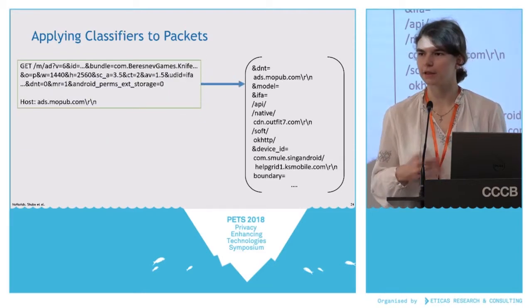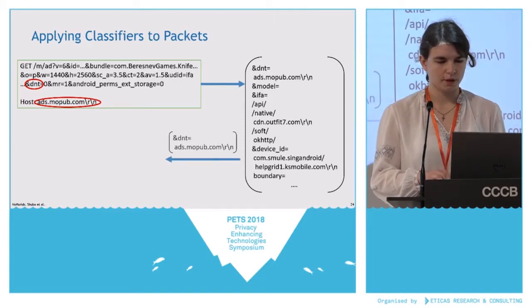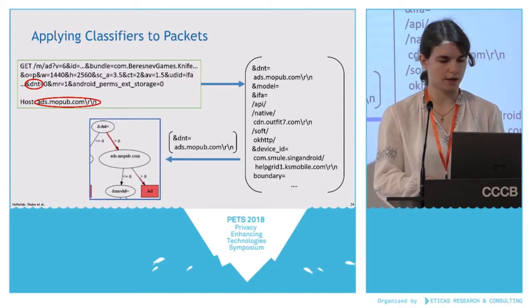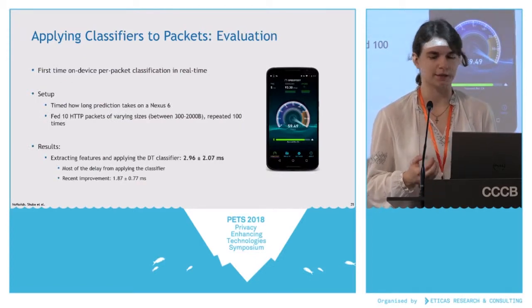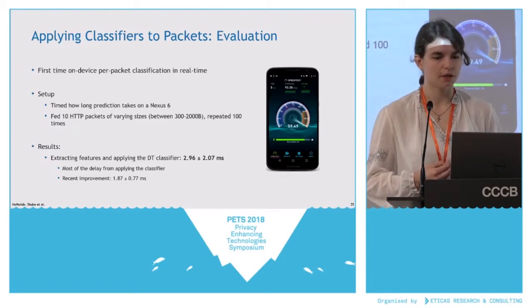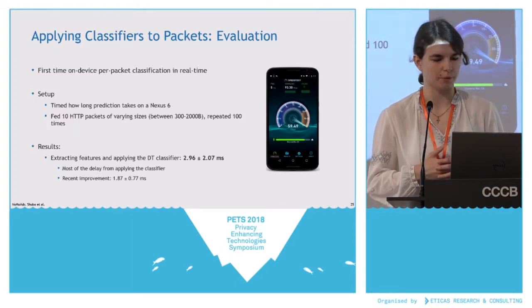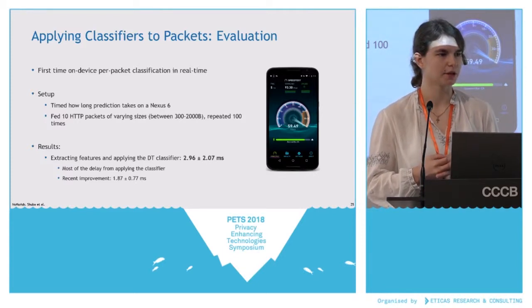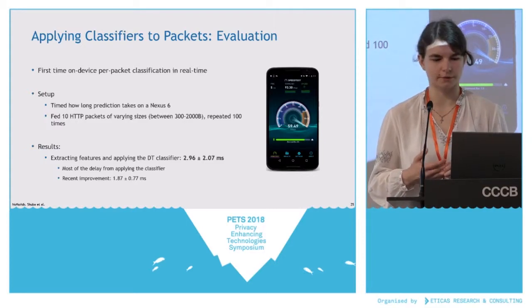So now, given a packet, we just look for these words. In this case, we find the DNT and the ads.mopup.com, and we pass just these two features to the classifier. The classifier then goes through, says, OK, DNT, ads.mopup, and spits out that this is an ad. So this is the first time that we know of that we were able to achieve on-device per-packet classification that can run in real time. We did some evaluation testing and found that we can extract the features and apply the classifier in about 3 milliseconds. And most of the delay comes from the application of the classifier, not the deep packet inspection. We did a few more improvements recently and got an even lower number, about 2 milliseconds per packet.